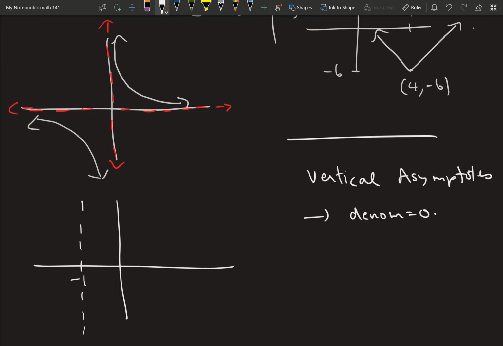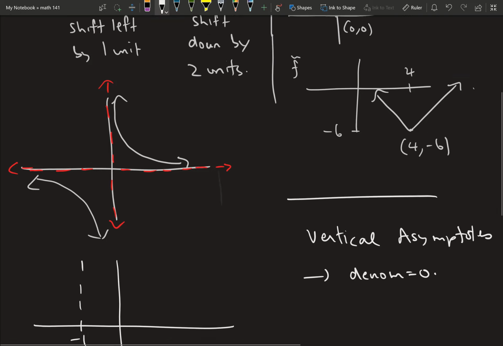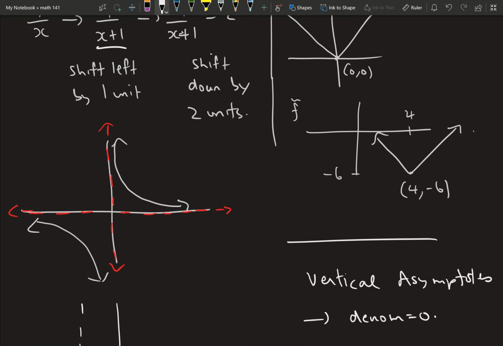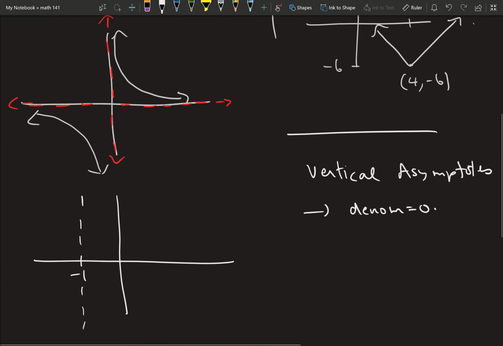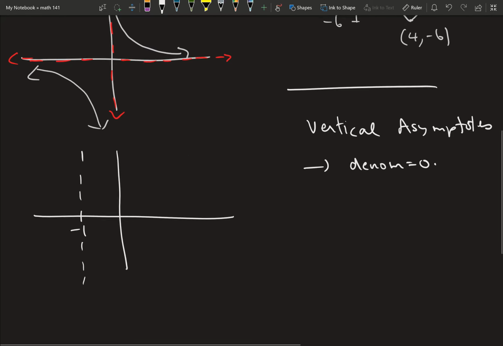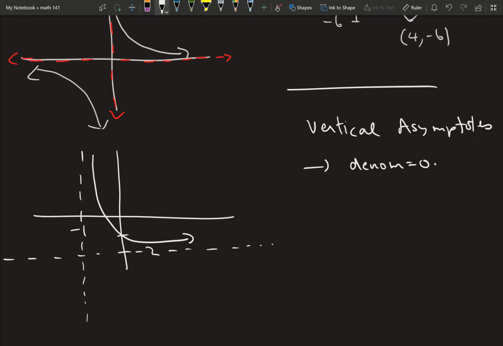Okay, so we have done the shift left. Now we also have to shift down. When we shift down, the horizontal asymptote is going to go down. So when we go down by 2, we're going to go to -2 here. That's going to be where our horizontal asymptote is. And now the graph stays essentially the same, but just shifted.